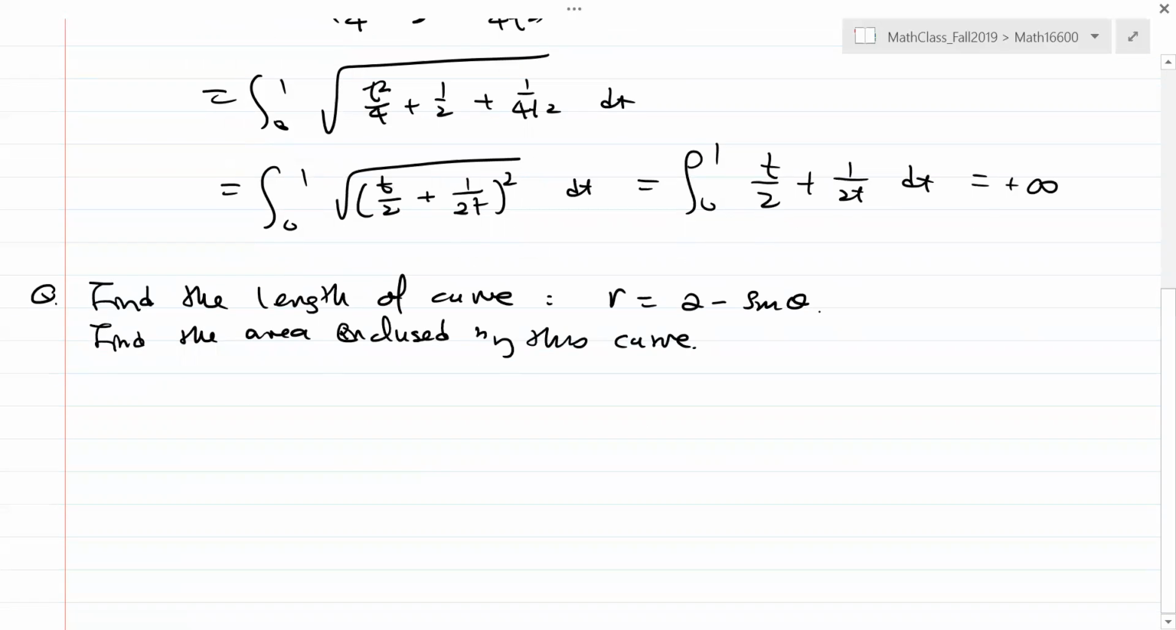All right, so you may want to draw the graph, but don't waste too much time drawing it. I'm pretty sure r is always positive, so this curve does not have self-intersection. When theta equals 0, r is 2. When theta equals pi, r is going to be 3. So I think the graph looks like that.